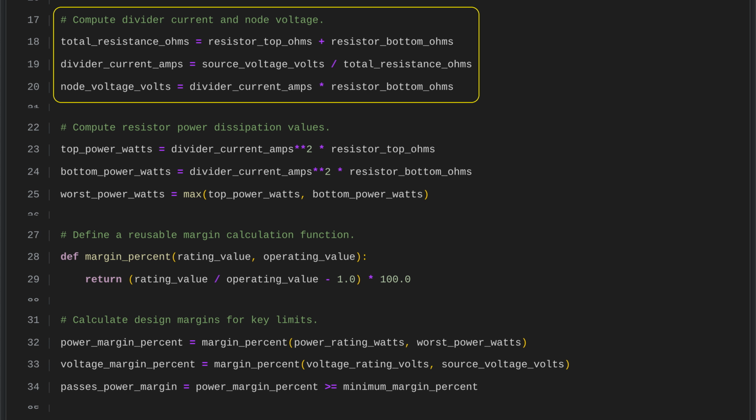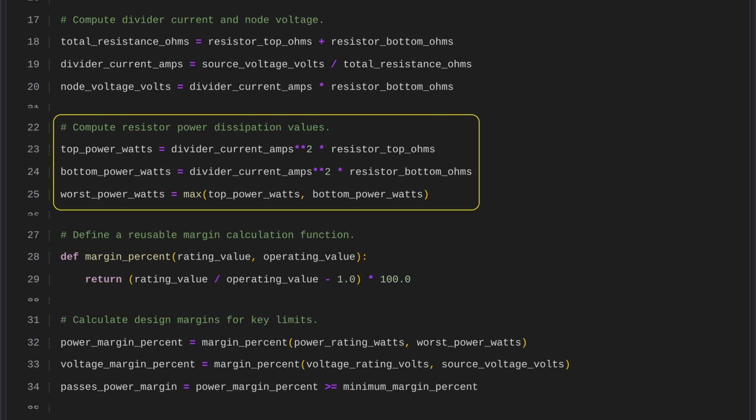To analyze the voltage divider, first add the top and bottom resistor values to get the total resistance. Then find the current by dividing the source voltage by that total resistance. Finally, multiply the current by the bottom resistor value to determine the voltage at the node between the resistors, showing how the source voltage is divided.